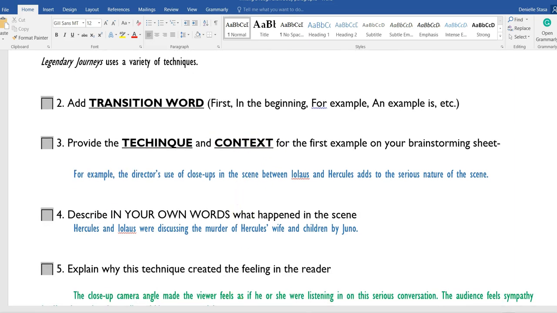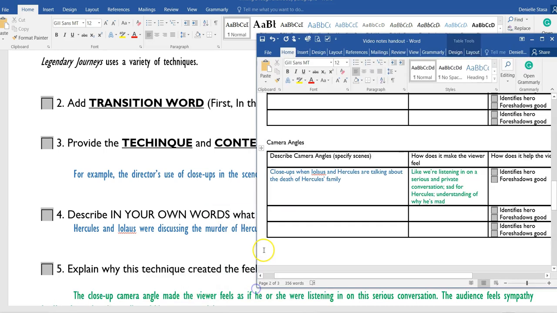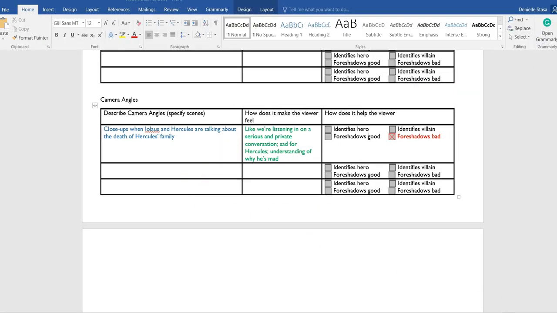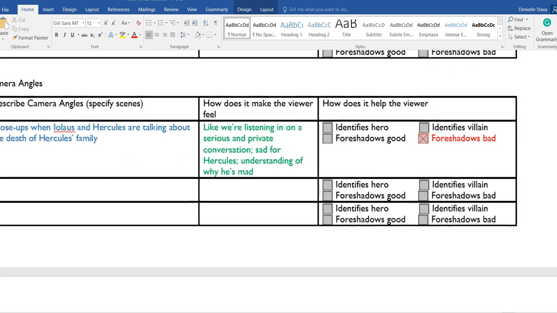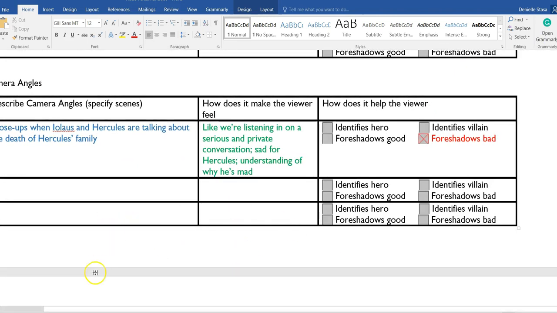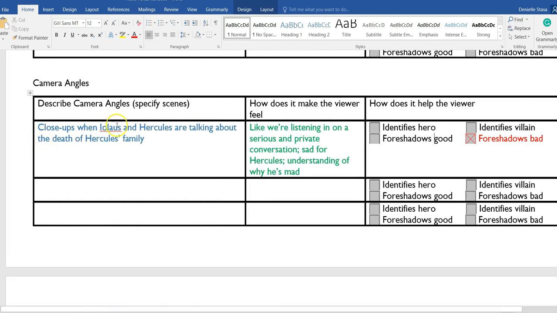So if I go to my brainstorming sheet, you'll see, let me make it bigger for you, that under camera angles, I have that there are close-ups. I'm trying to move it over, there we go. There are close-ups when Aeolus and Hercules are talking about the death of Hercules' family, the camera zoomed in on them and just had kind of like from the shoulders up.